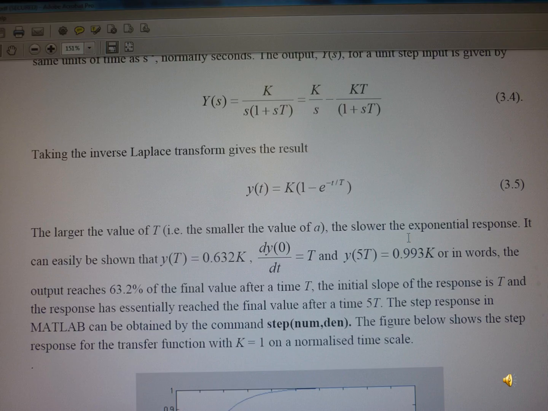We find the inverse Laplace transform. The equation is expressed in the frequency domain, so we can convert it to the time domain. For the time domain, y(t) equals K multiplied by (1 minus e to the power of minus t by tau), that is, t by T. So this equation can be done with the feedback transfer function using the Laplace transform, converting from the frequency domain to the time domain. By solving for the numerical values, y(T) equals 0.632K, and in this case y(5T) equals 0.993K.